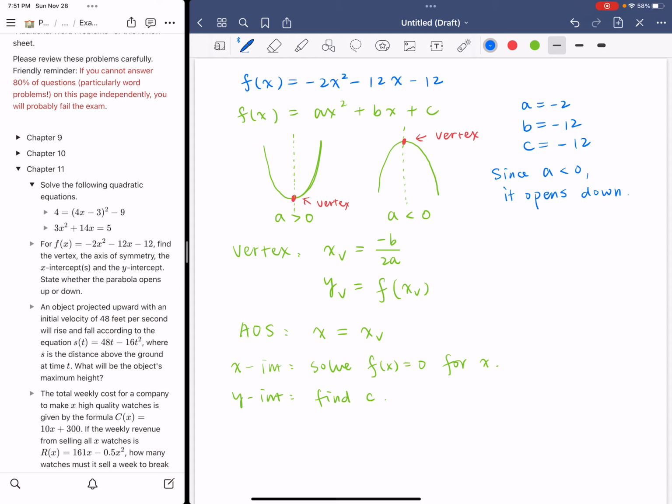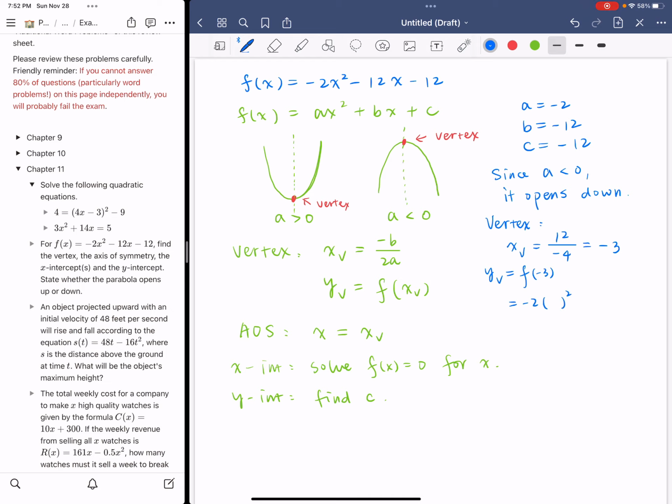Next, let's find out the vertex. So let's find the x sub v, which is -b over 2a. So it will be -(-12), that's +12, over 2a, that's 2 times -2, which is -4. So it's -3. That's the x coordinate of your vertex. To find the y coordinate of the vertex, you just plug that into f of x. So we're calculating f of -3. Using f of x given by the problem, let's first do the skeleton form.